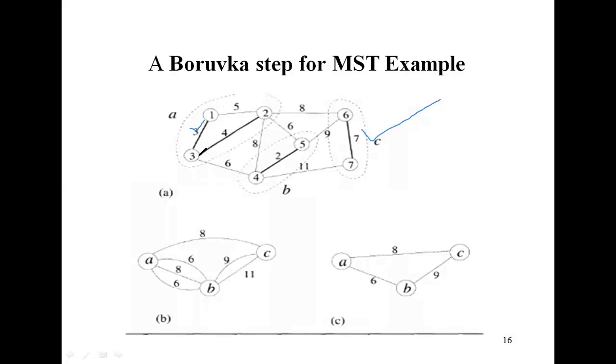See 1 to 3, 2 to 3, another edge. From 3, you are connected to 2, that costs 4, that is another edge. In the same way, from vertex 4, you are connected to 5, that costs only 2. This is another edge. Like this, the edges with thick lines are represented and selected in our Borůvka steps.